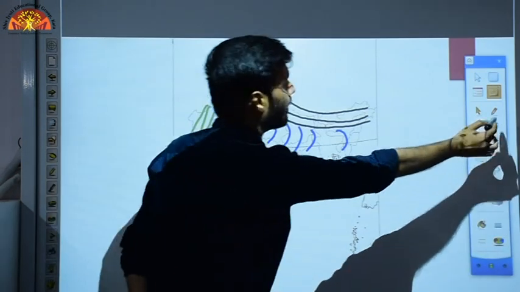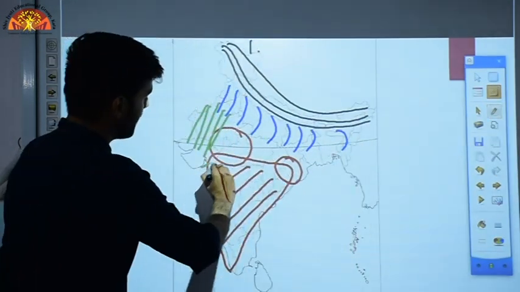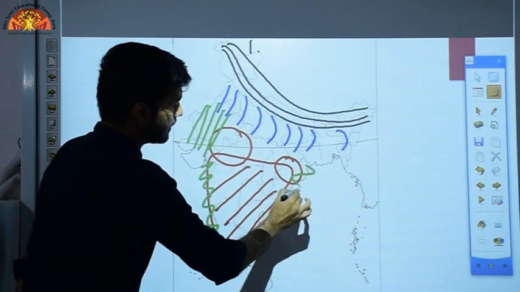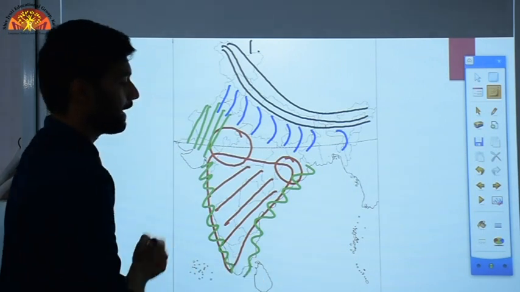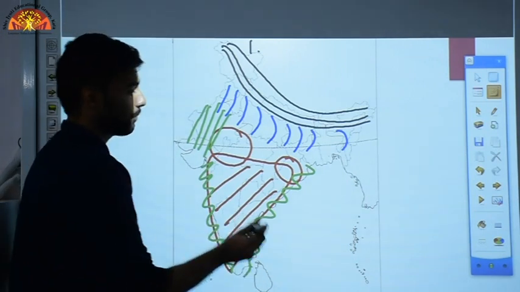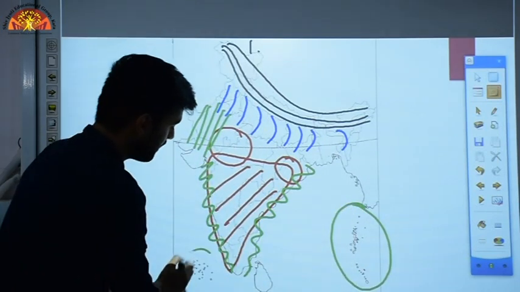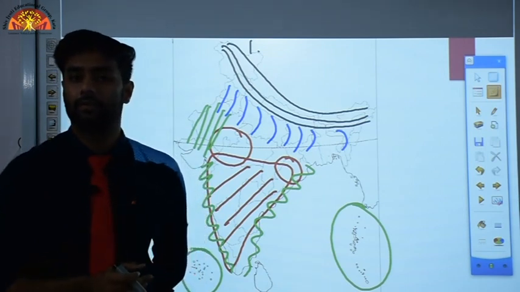Then we have our coastal plains. The coastal plains are right here, the plains which are in contact with the water. Okay, these are the coastal plains. And lastly, we have our islands, the 6th point, which is Andaman and Nicobar Island and the Lakshadweep Island group. So students, these were the 6 physiographic divisions of India.